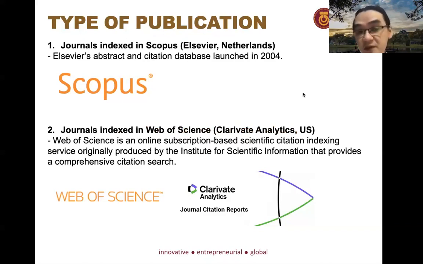The simple differentiation between them is that they are indexed by different companies in different countries. Scopus belongs to Elsevier, Netherlands, and Web of Science, which some people now call Clarivate Analytics, belongs to a company in the USA. If you compare the two, normally Web of Science indexes journals with better quality or a better reputation. That's the reason why the number of journals indexed in Web of Science is actually less compared to Scopus. Those journals indexed in Web of Science can be cited by other journals, and they can build their own impact factors, etc.